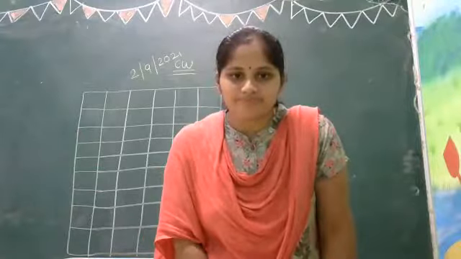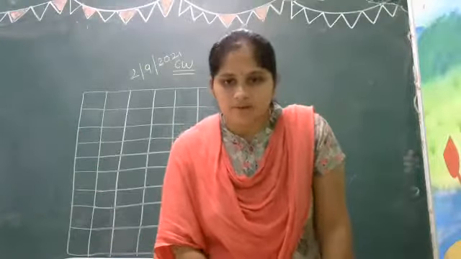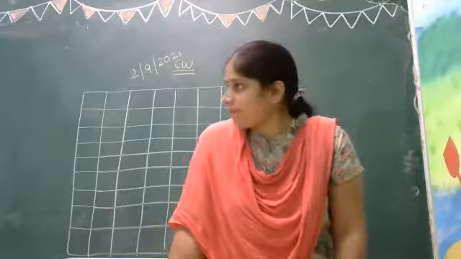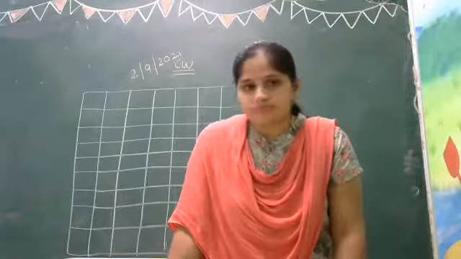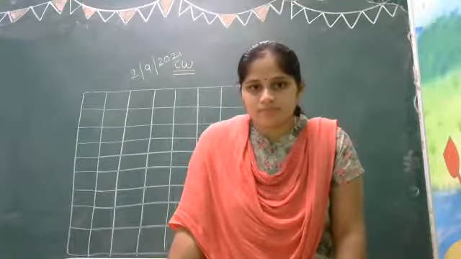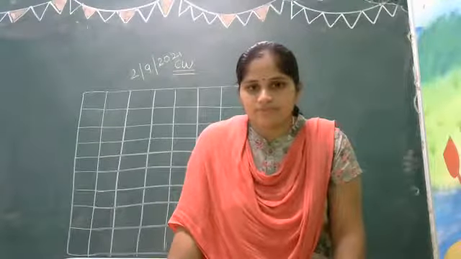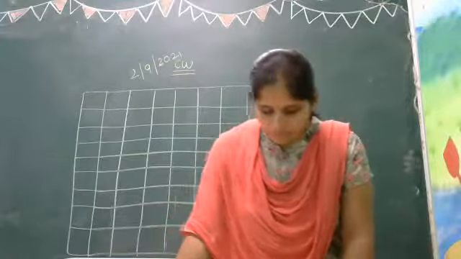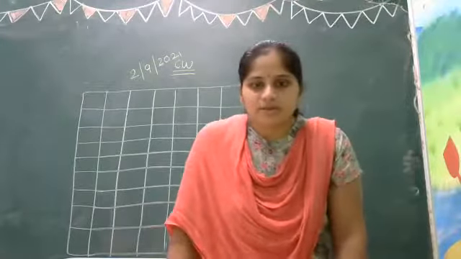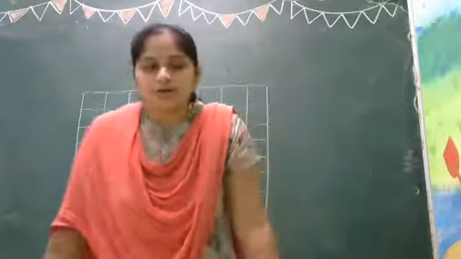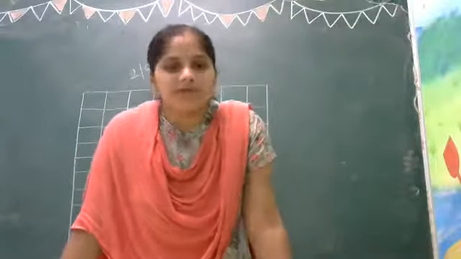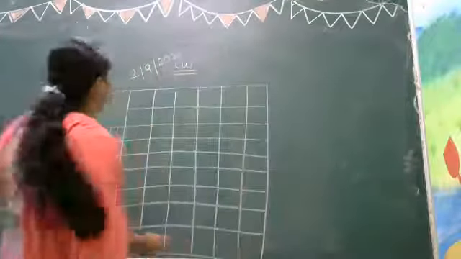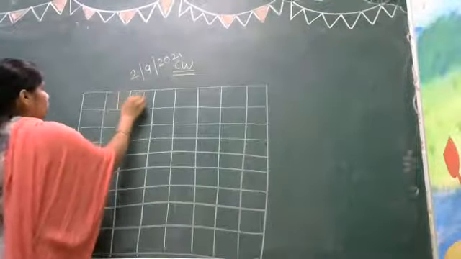Thirteen. One, 3, 13. So children, look at me children. You write it afterwards, okay? So when you're writing in your notebook, you have to write it with object, okay? First you have to draw.